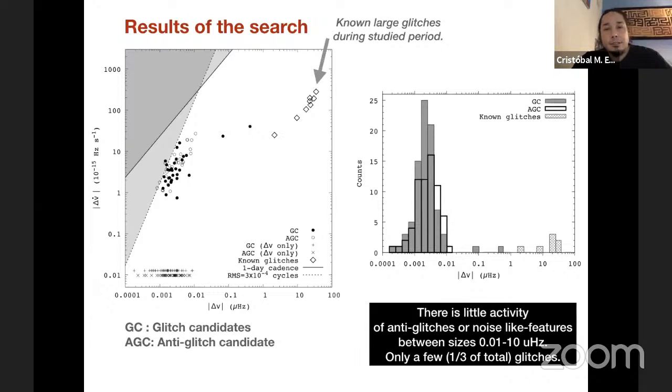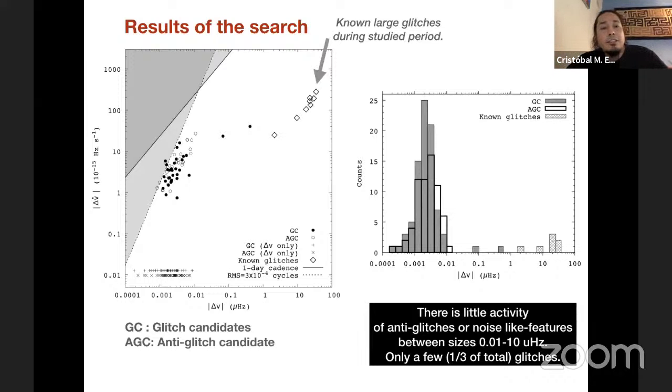So essentially, these are the results. We find a lot of glitch candidates and anti-glitch candidates that live on the left-hand side of the plot, very far from the glitches, and in almost equal numbers. The histogram on the right-hand side shows the numbers of objects found, and the glitch candidates and the anti-glitch candidates are distributed equally, in similar numbers. They are very detached from the other glitches, and there is no continuity, no activity of glitches above 0.01 microhertz or so.